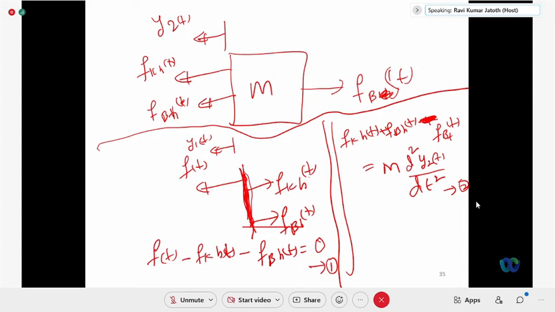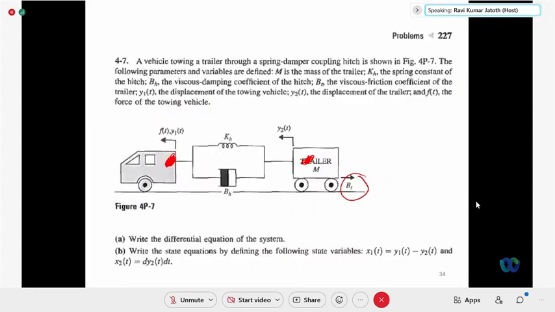Now tell me, what is FKH? What is capital F K H of t? KH into y1 of t minus y2 of t. Varun, your friend. Any other friend? Kaushik, sir. Kaushik, tell me, what is FBH of t?